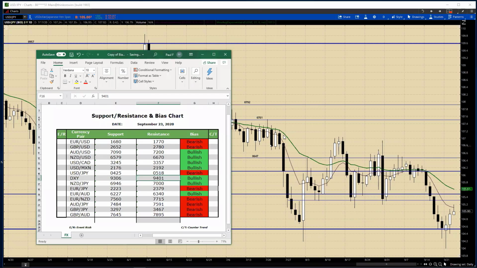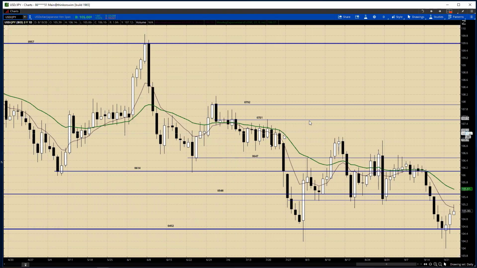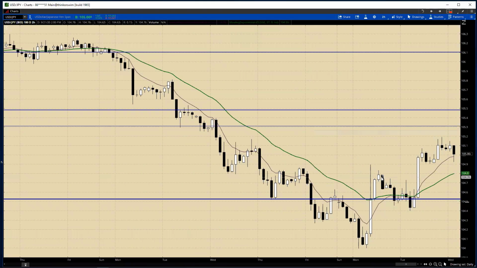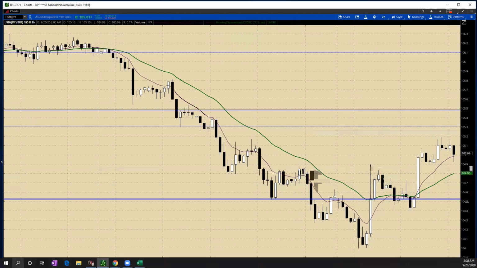And for support, let's go to the 2-hour chart. See right here, that's coming across. You get some good touches across there. So let's go with this, which is going to be a 485. That's a bit tight, but we'll leave it there.